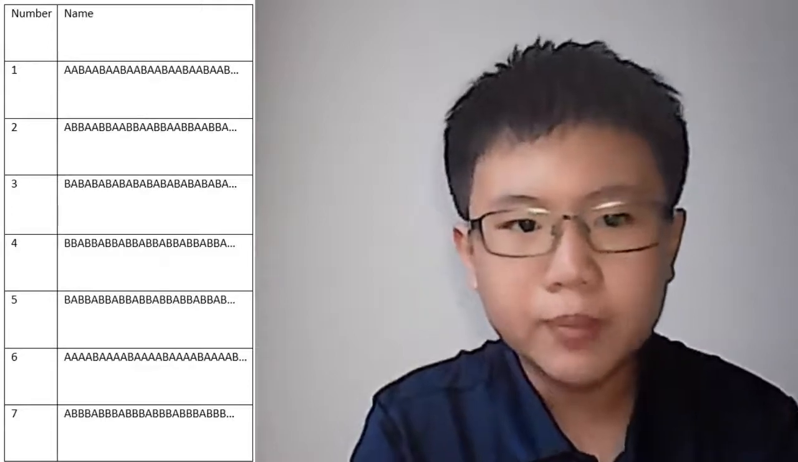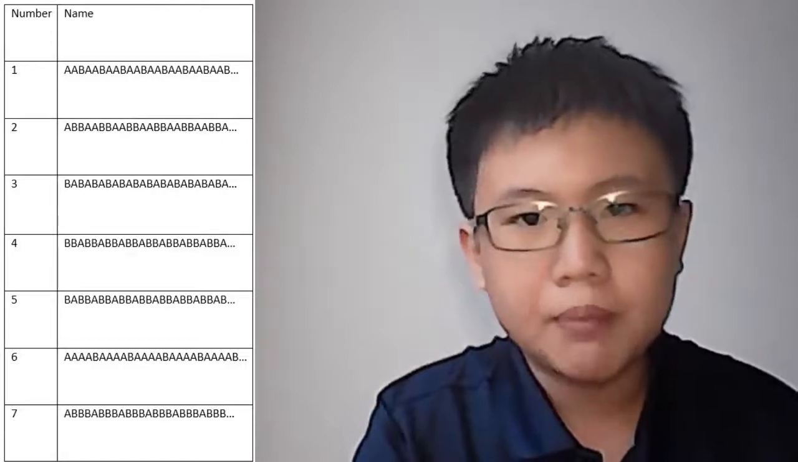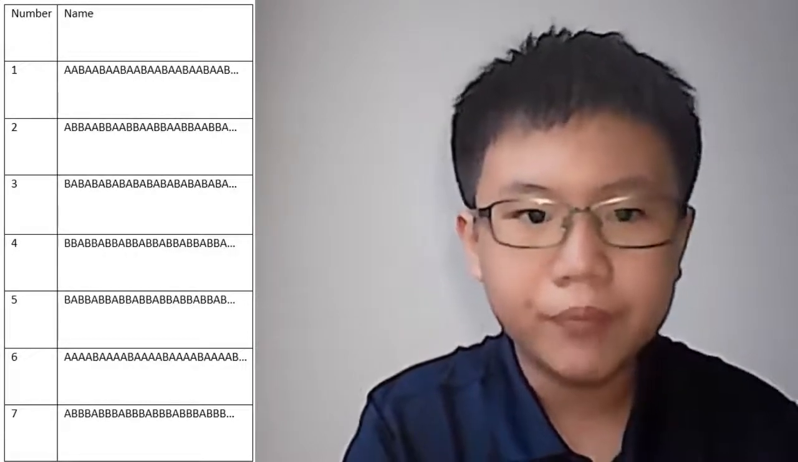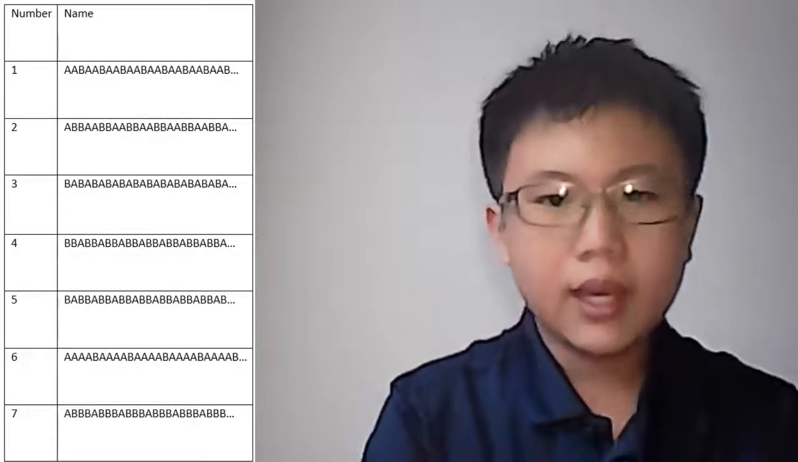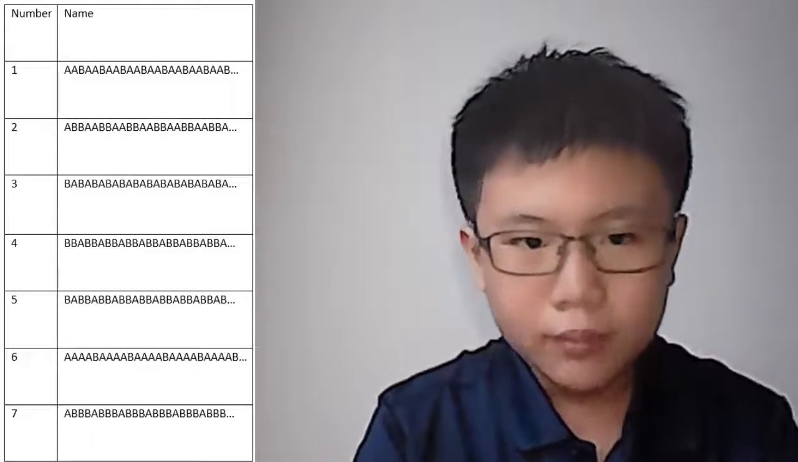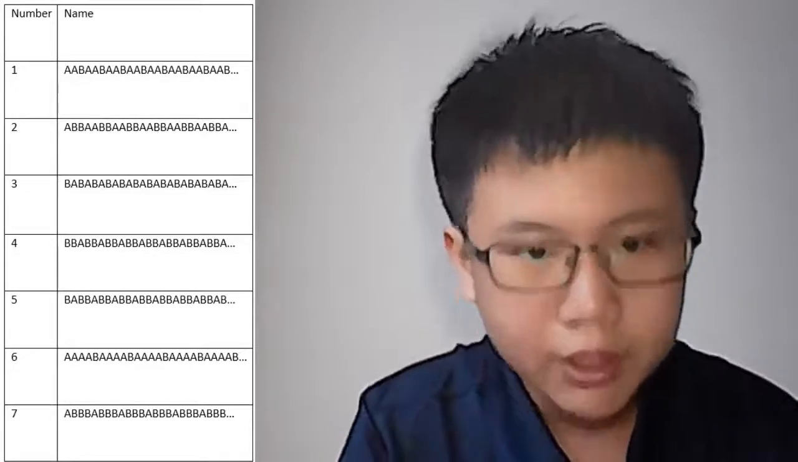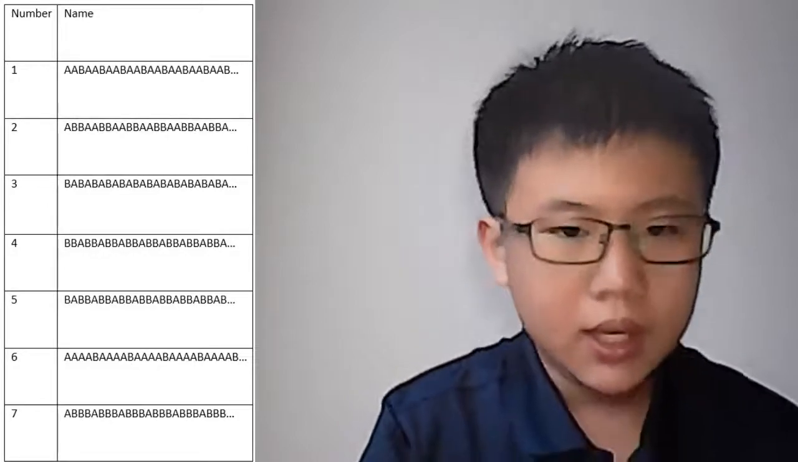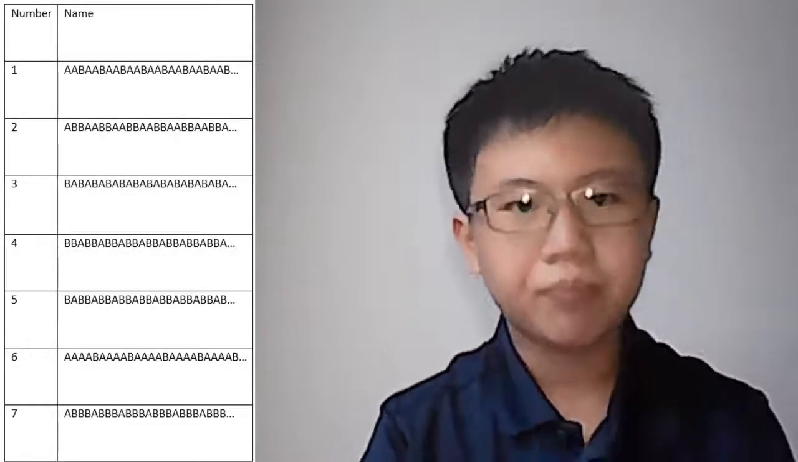Number 3 is BABA, BABA, and so on. Number 4 is BBA, BBA, BBA, and so on. Number 5 is BAB, BAB, BAB, and so on. While for 6, it is AAAAB, AAAAB, and so on. While for 7, it is ABBB, ABBB, ABBB, and so on.